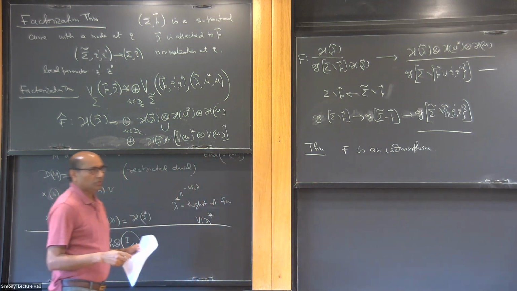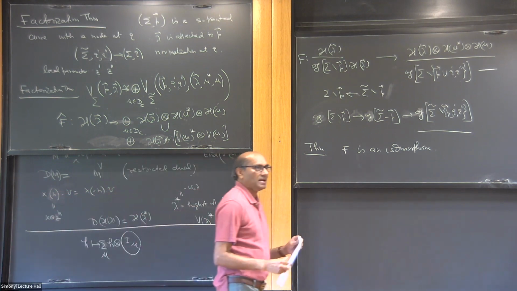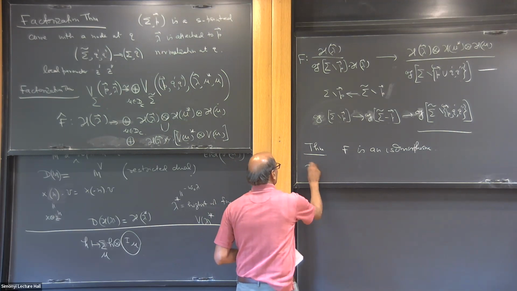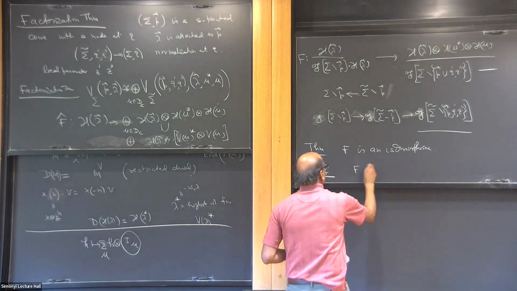So I'm going to prove it in two parts. One part I will give more or less full detail, and for the other part I will say at least what the main idea is. So first of all, we prove that F is surjective.